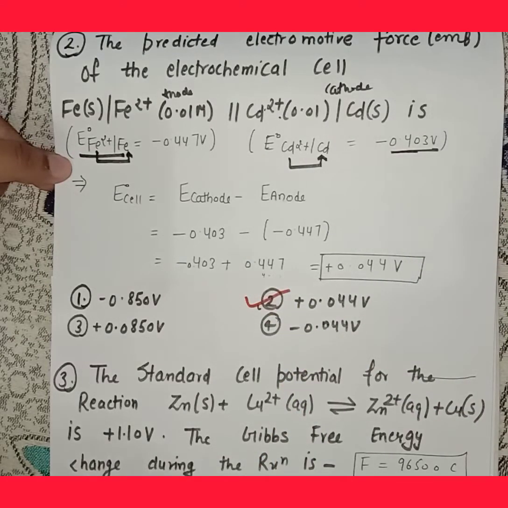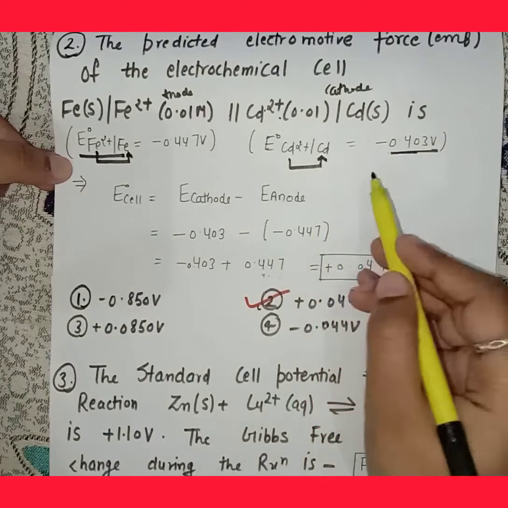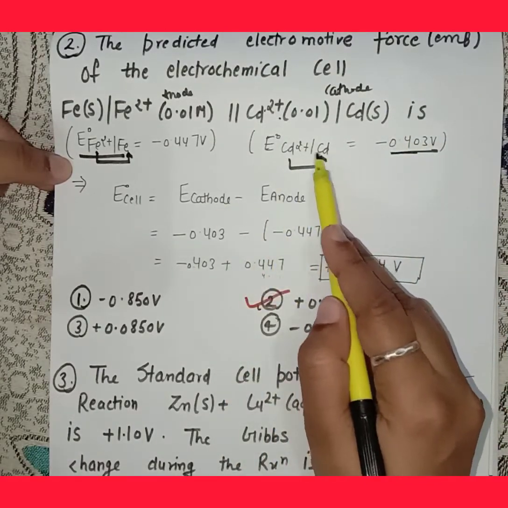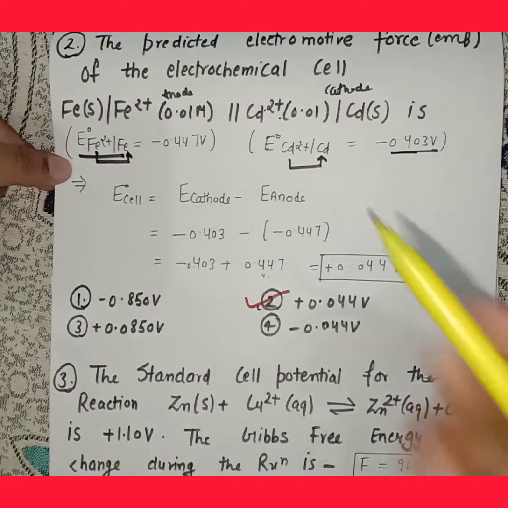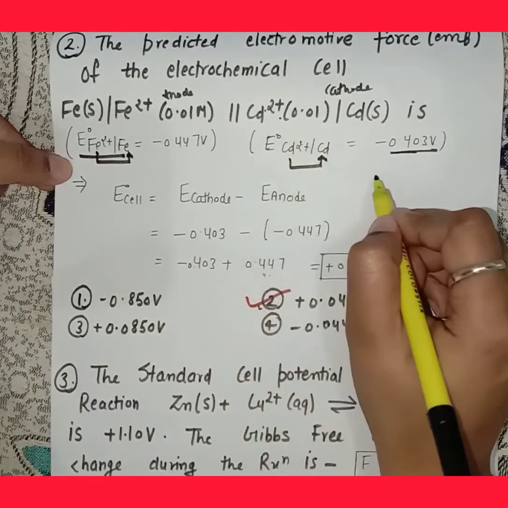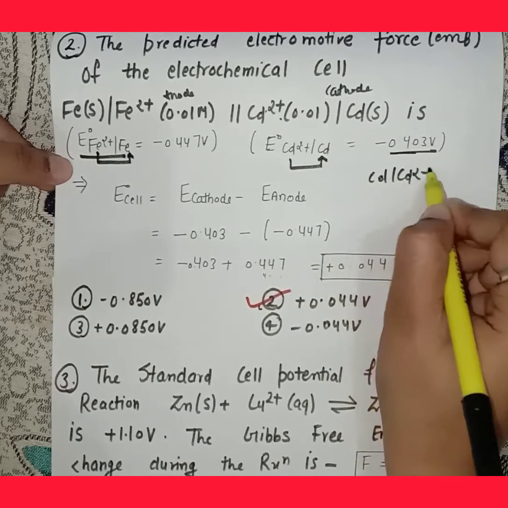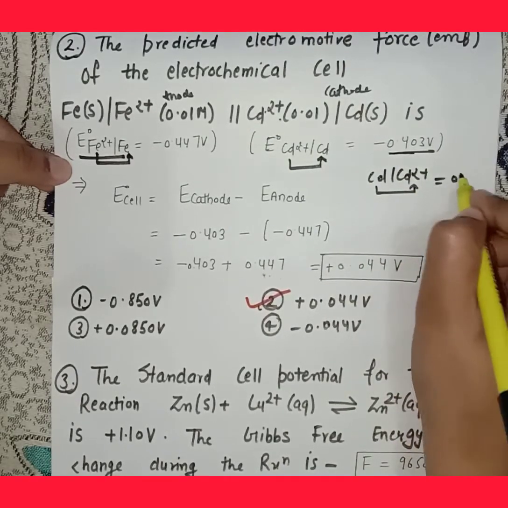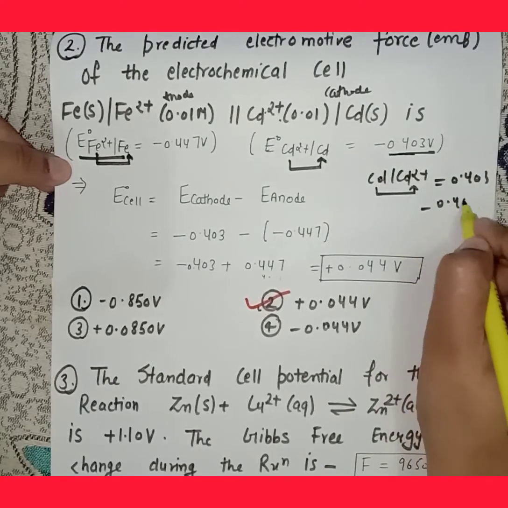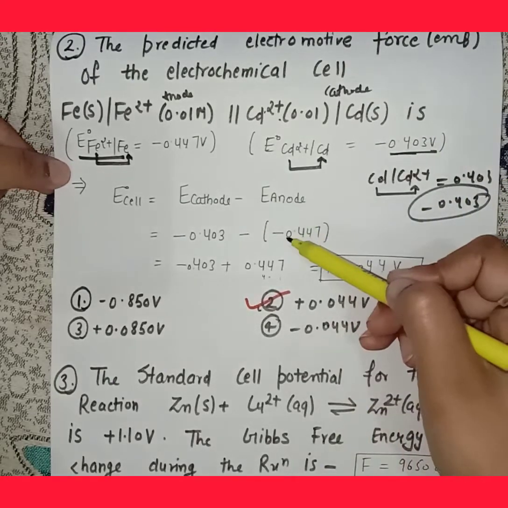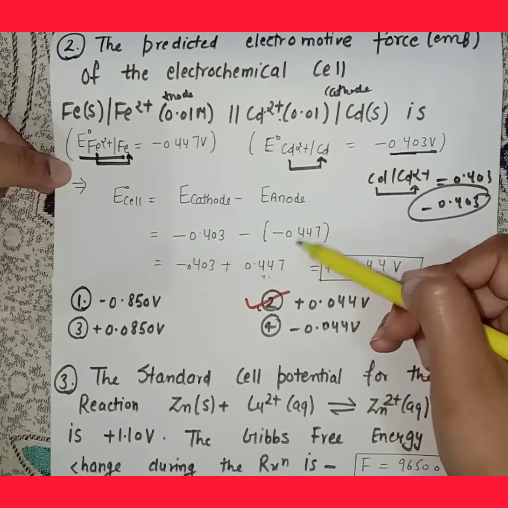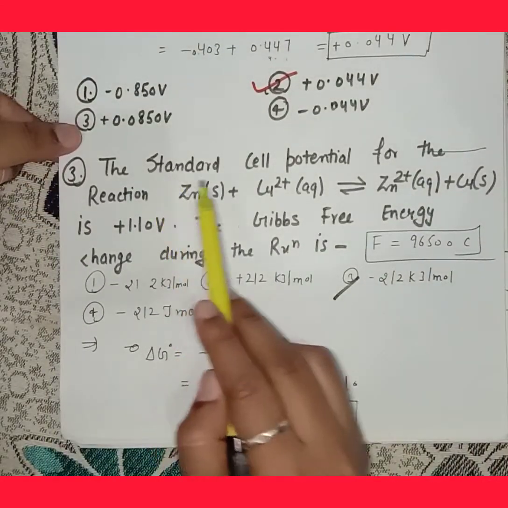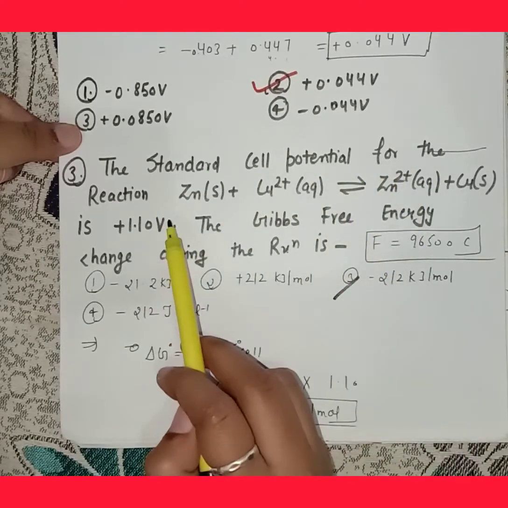So friends, you must remember one thing: we should use only standard reduction potential values in this formula. If we are given standard oxidation potential, then you must change it by changing the sign, because you have to put only standard reduction potential. Our next question is the standard cell potential for the reaction.